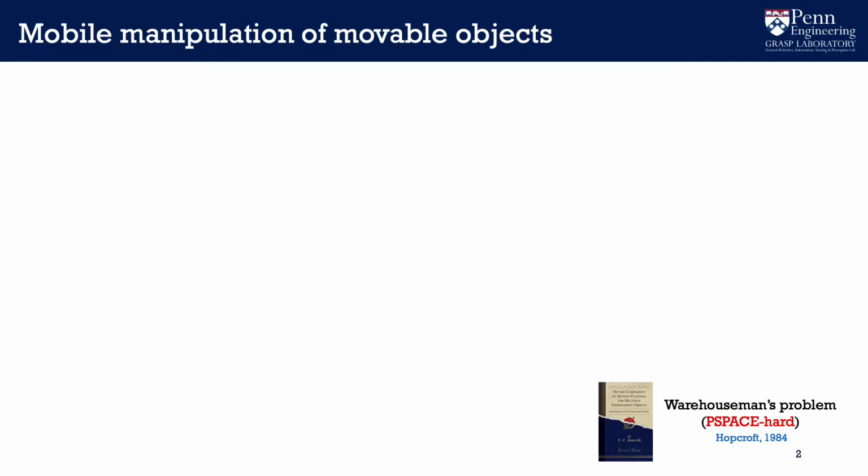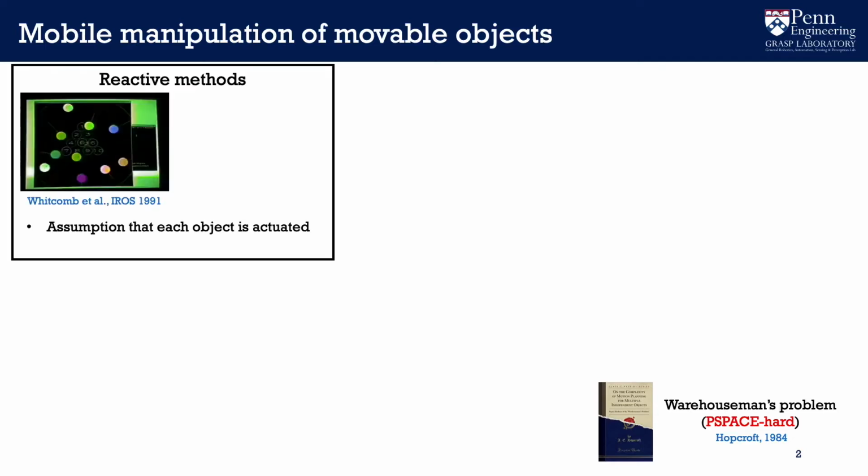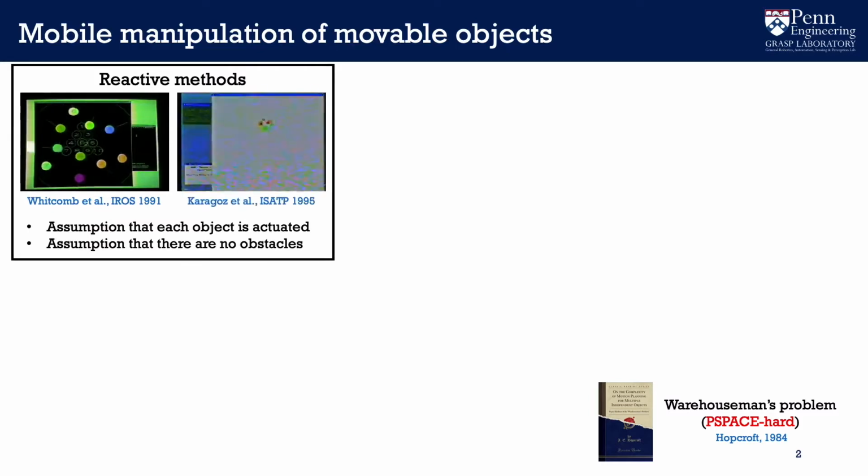to be PSPACE-hard since 1984, we can see that there exist reactive vector field-based approaches in the literature that either assume that each object in the workspace is actuated, or that there is only one actuated robot that has to pick and manipulate other passive objects, but there are no obstacles in the environment.